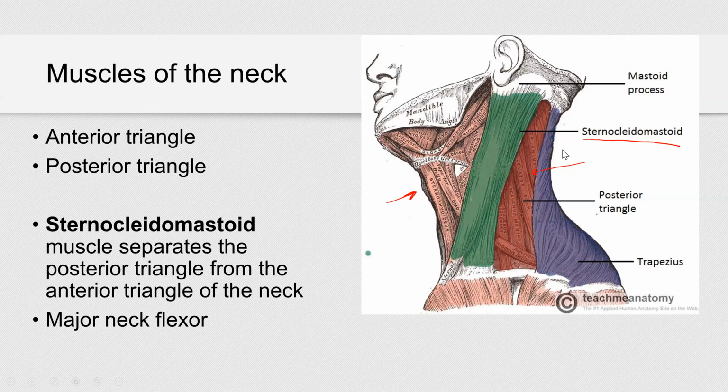Very nice name because it originates at your sternum and at your clavicle. And the insertion is the mastoid process. And the mastoid process is right there, posterior to your ear. This is a major neck flexor, sternocleidomastoid. So it flexes your neck.